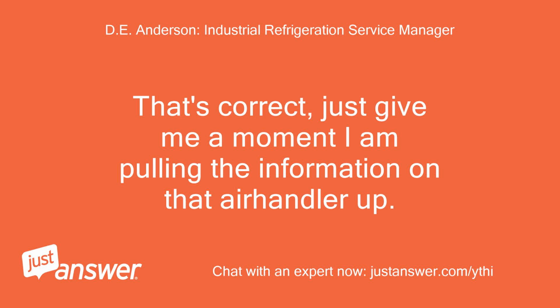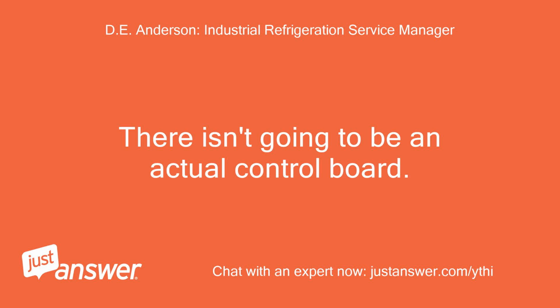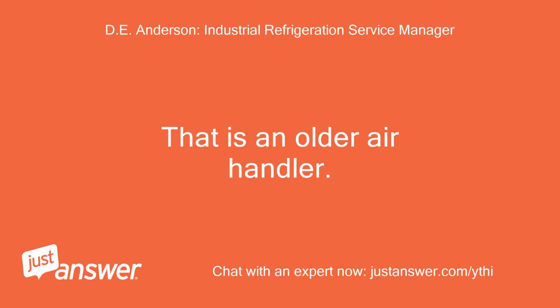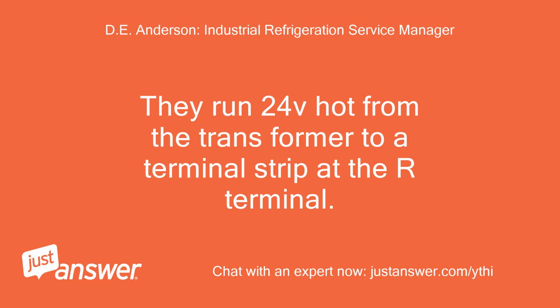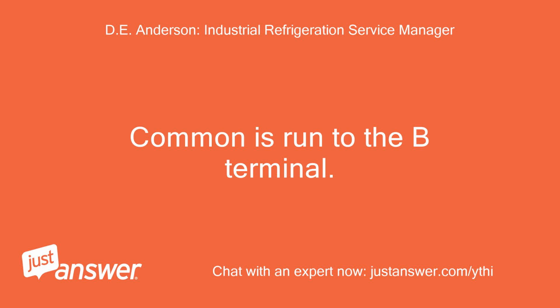That's correct, just give me a moment, I am pulling the information on that air handler up. There isn't going to be an actual control board. That is an older air handler. If you pull the blower door off, there will be a box in there which contains a transformer, a fuse, and a relay. They run 24V hot from the transformer to a terminal strip at the R terminal. Common is run to the B terminal.